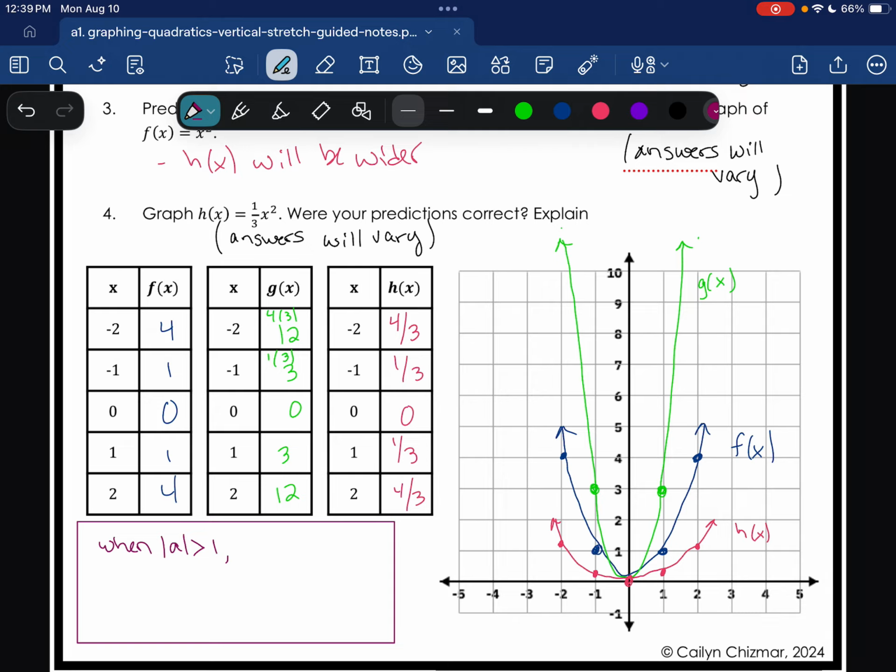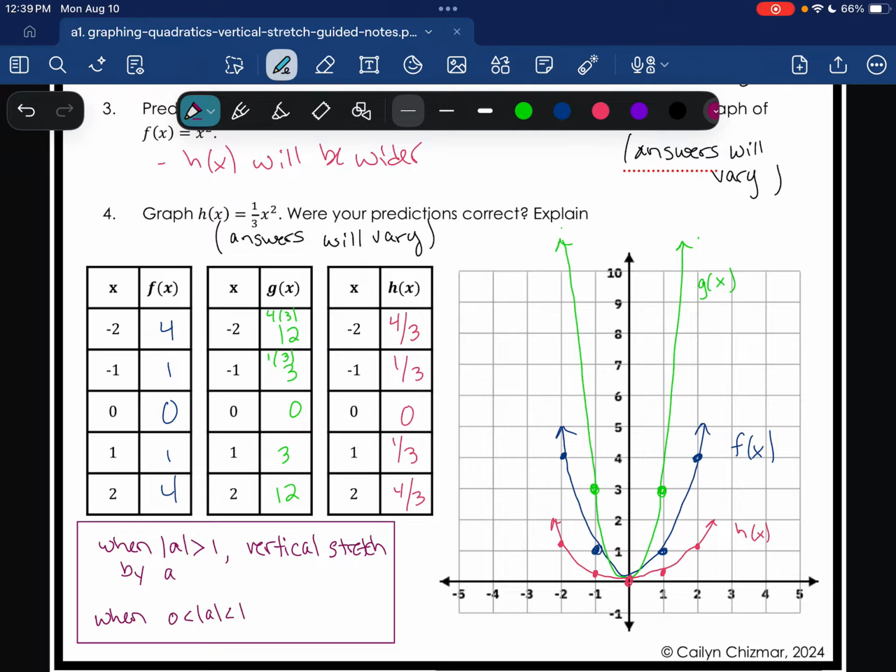By radius. And so then what happened when A was small? So between, again, I'll use absolute value, when it's between 1, it was a vertical shrink by A, that same A. Or you might hear this called a compression.